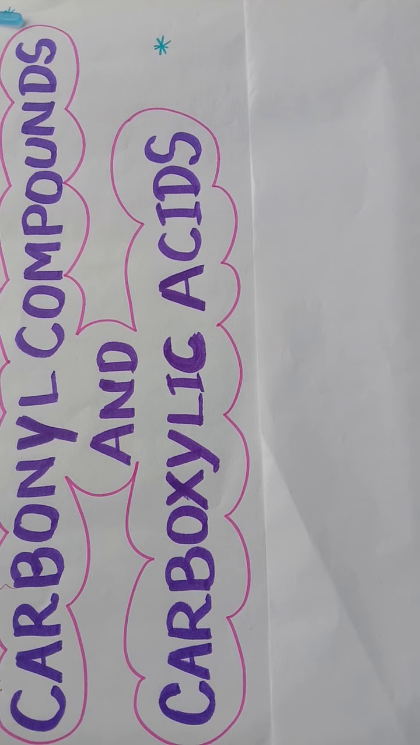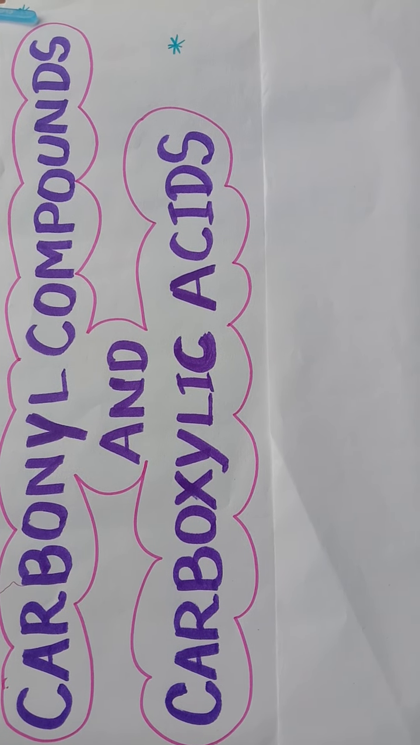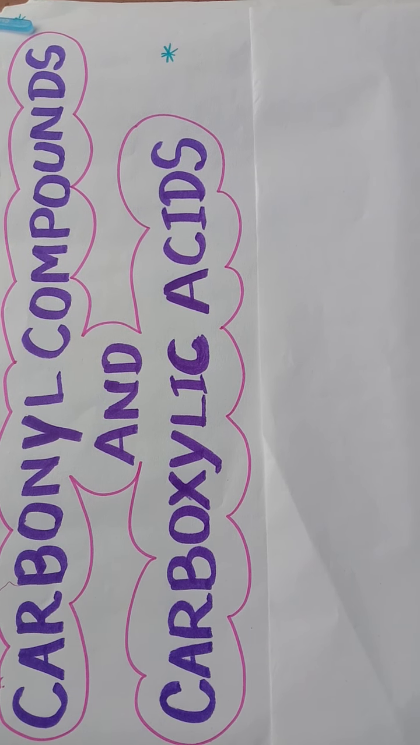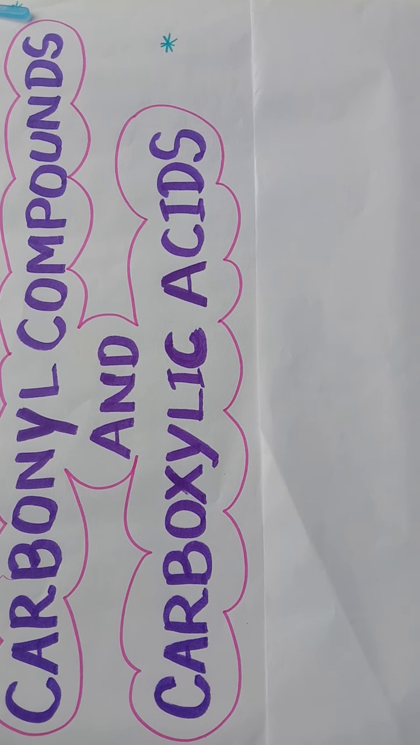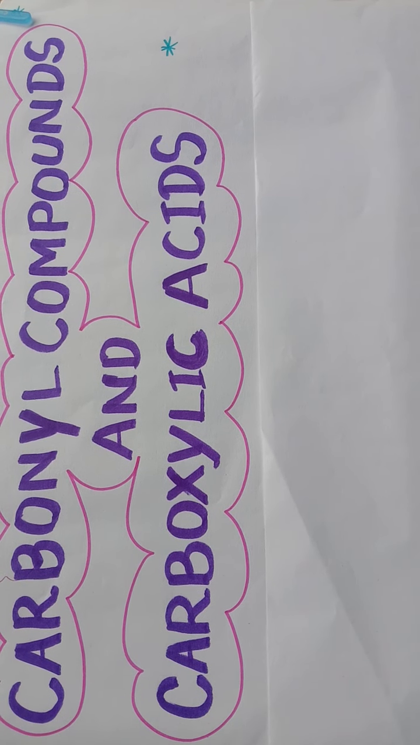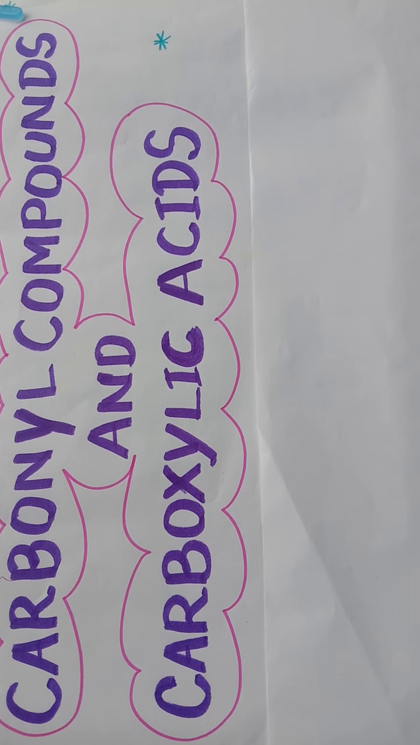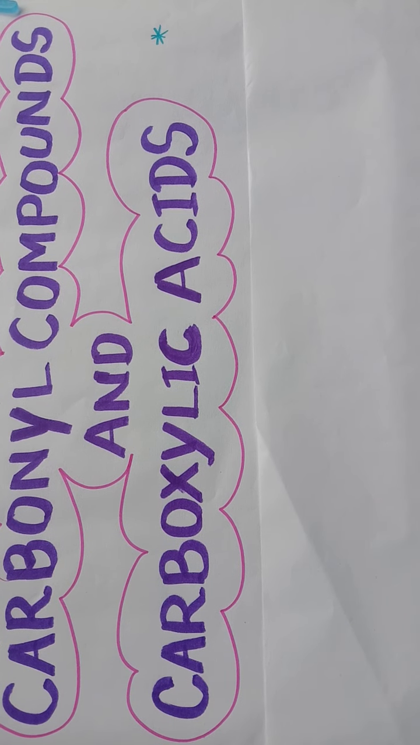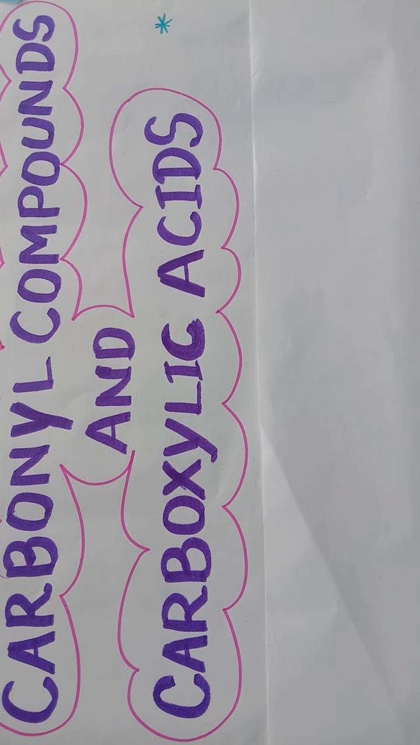For example, formaldehyde is used in the manufacture of bakelite, and paracetamol, which is a drug used to reduce fever. These contain the carbonyl group. In this unit, we are going to discuss the nomenclature of aldehydes, ketones and carboxylic acid, then the preparation and properties of these compounds. First, we will discuss the nomenclature of aldehydes and ketones.